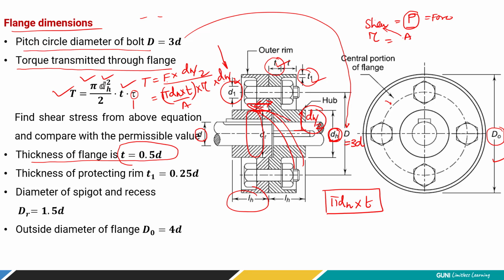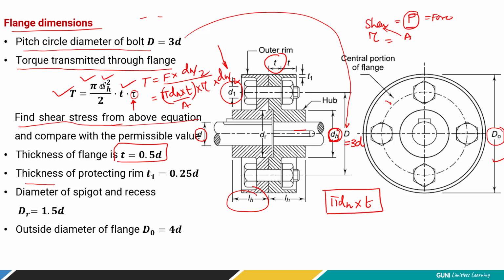So simply find out the torsional shear stress induced in the flange and compare with the given value. If it is less than that, we can say this adopted dimension of flange is okay. If it is not, then we have to change the proportion. We have to increase the dimensions. So from this, find the shear stress from the above equation and compare with the permissible value, right? Now for that, we can take the flange thickness. This is the flange thickness, which is taken as 50% of shaft diameter, right? So again, it's a proportion.